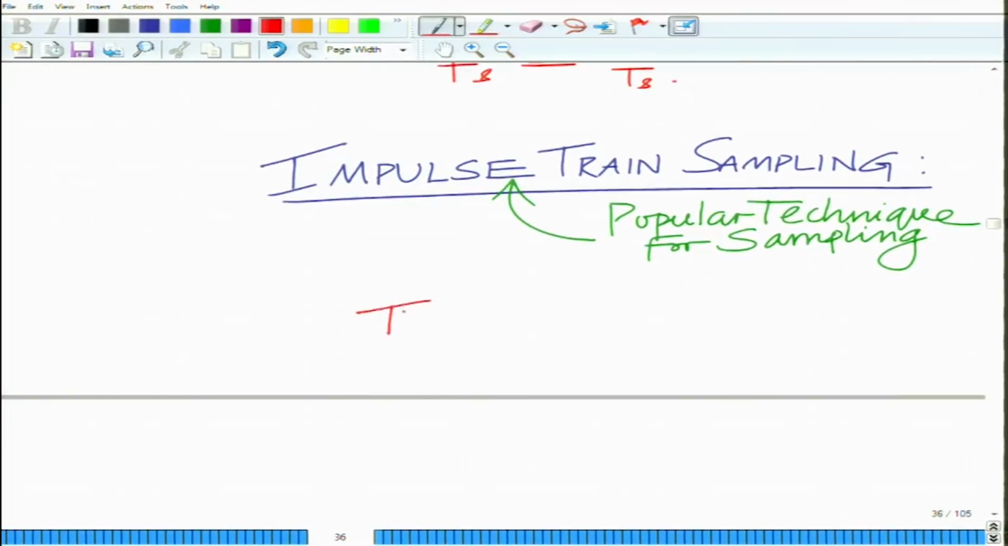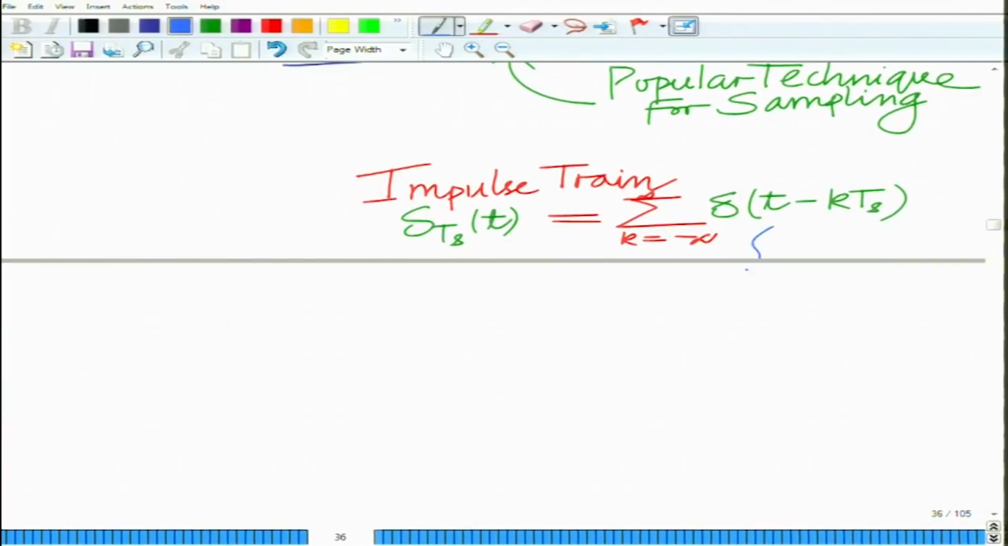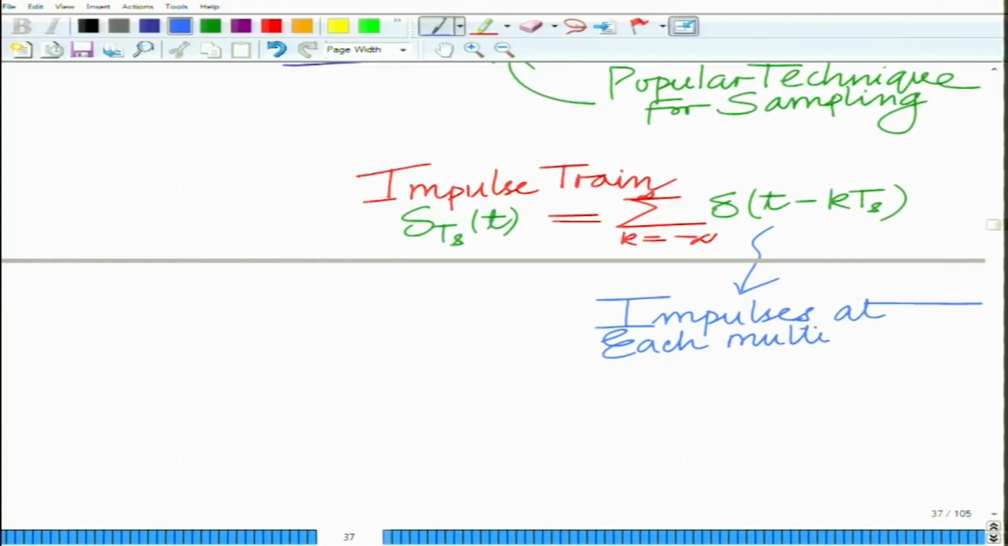Now, the impulse train is basically, you can write this as summation k equals minus infinity to infinity delta of t minus kTs, that is delta t minus kTs, that is unit impulses at each multiple of Ts. Okay. So, this is basically termed as your impulse train.